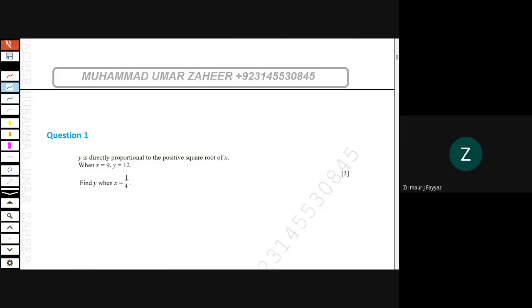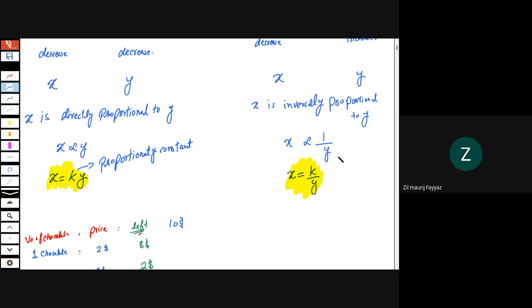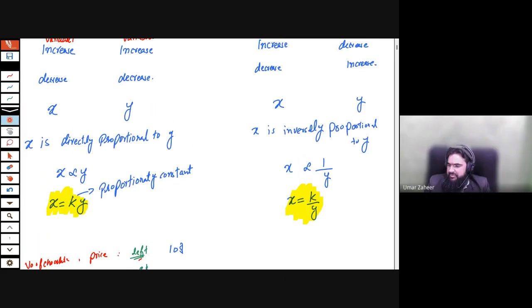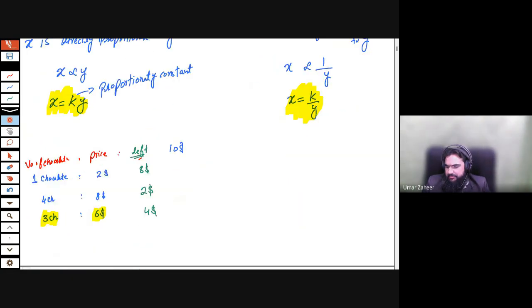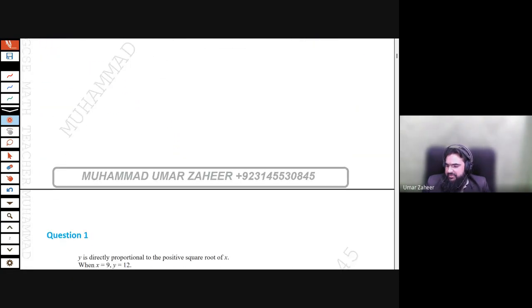Sir, I don't understand the equation for inverse proportion. For inverse proportion, you just have to take the variable into the denominator. That's it. You have to remove the proportionality sign. You will get the k, and k is basically the same thing, the proportionality constant. Let's do both questions, and you will get it.